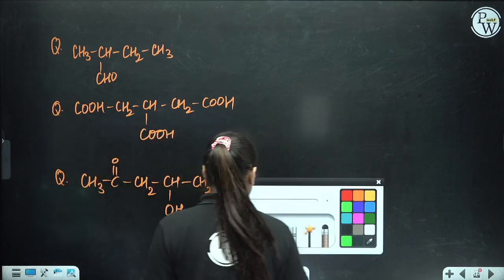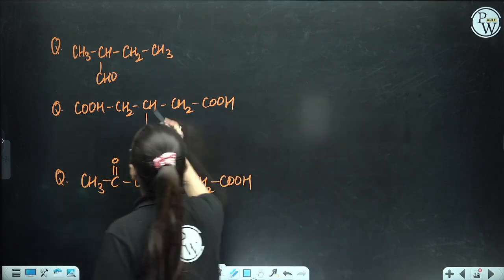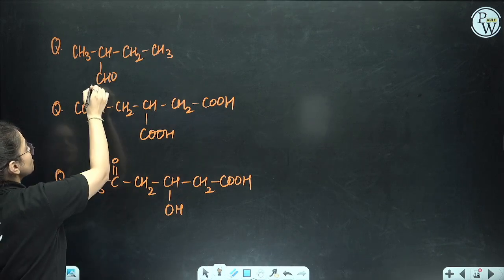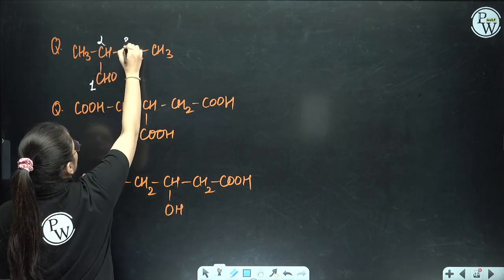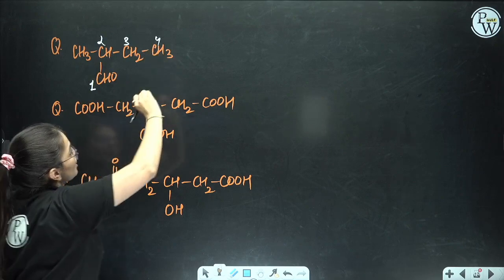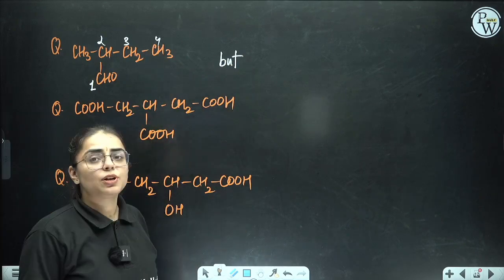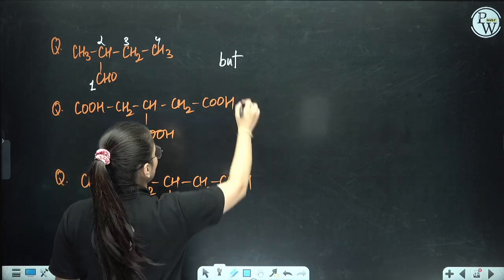Okay students, let's do this part now. See over here in the very first question. We are going to start the numbering from the functional group. Here CHO is the functional group. This is the first carbon, second carbon, third carbon and fourth carbon. Now for 4 carbon atoms, we are going to write but as a word root. There is a single bond between carbon atoms, so you are going to write ane over here.